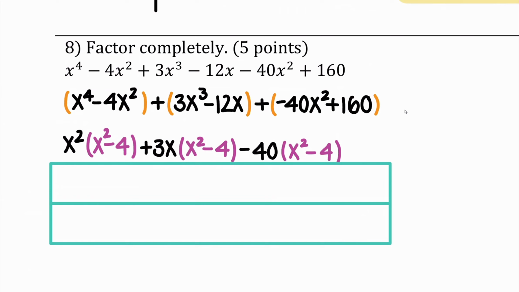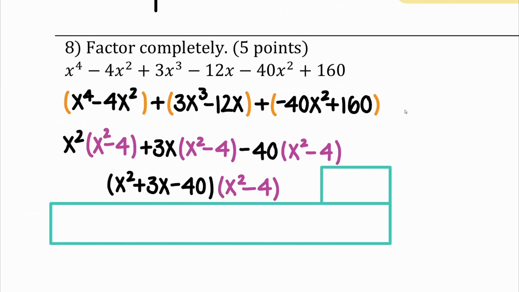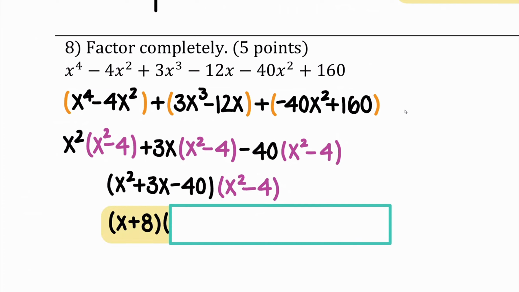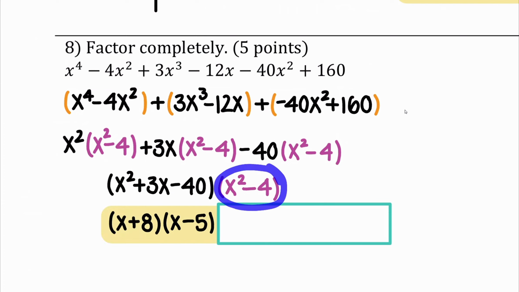So now we can factor this even further and factor out the greatest common factor, or the common factor between all of them, which is the x squared minus 4. So that's going to give us x squared plus 3x minus 40 times x squared minus 4. And then now to factor completely, so factoring even more. So factoring this trinomial, we just think, well, what two numbers multiply to negative 40 and add up to 3? And that's going to give us x plus 8 times x minus 5.